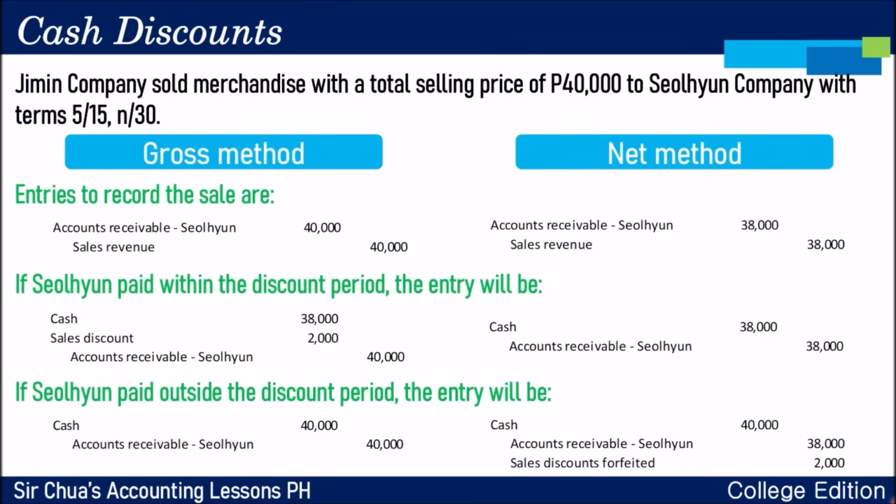Okay? So, that's the two methods on how you record cash discounts and its relationship to receivables. I hope you understand that.